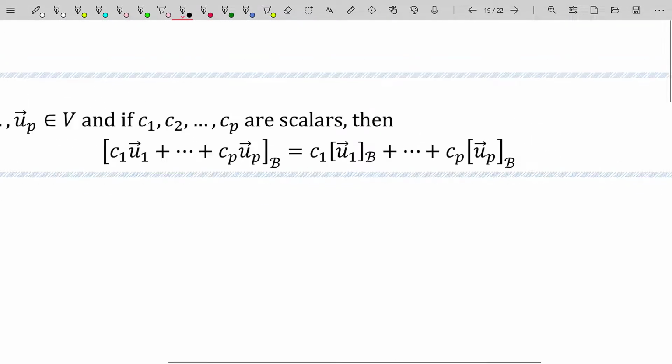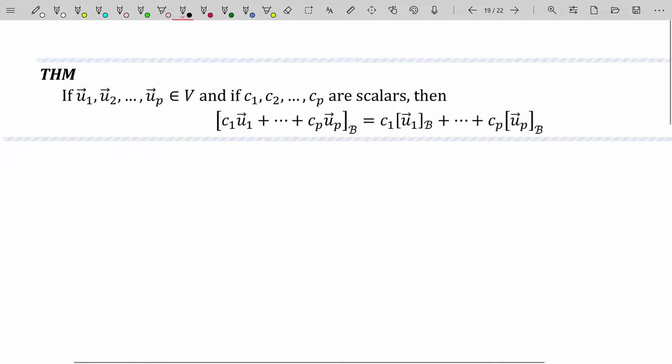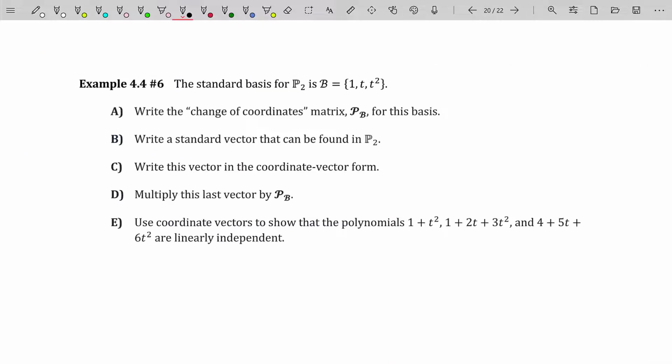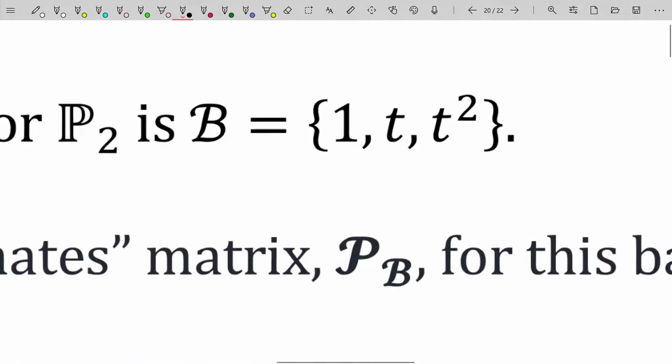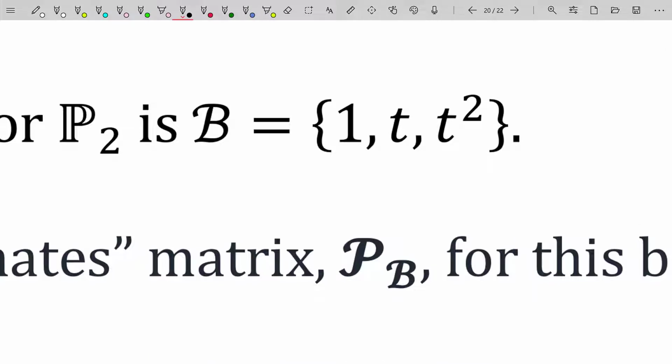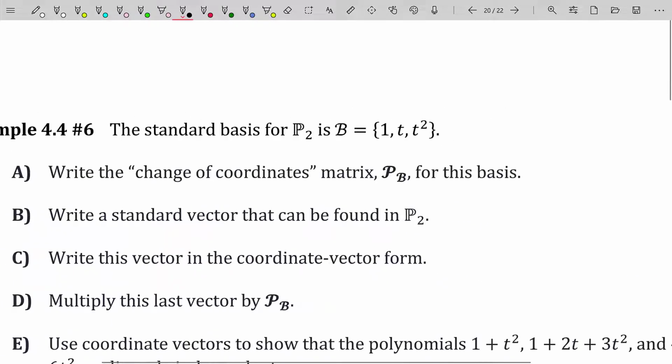This is actually a property of just working with matrices, to be honest with you, and linear transformations. So not a huge deal. You can again probably read that one or two line proof in your text. But the entire point of this video is to work with this problem right here. The standard basis for P sub 2 is 1, t, t squared. Write the change of coordinates matrix P sub B for this basis.